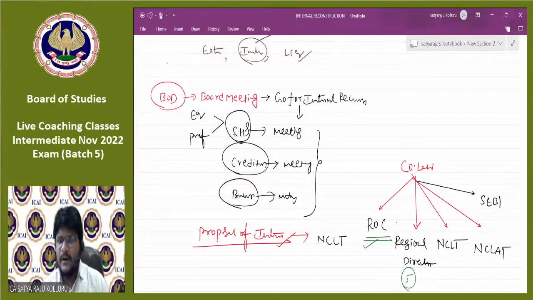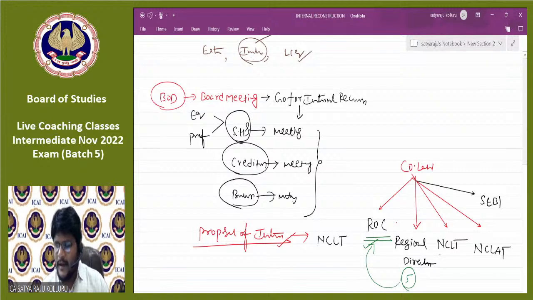Now, these regional directors are overseeing the functions of the ROC, because in general each and every state has ROCs and ROC branch offices. All such branches are ultimately overseen by regional directors. Approximately 5, I think so. 5 regional directors are available.